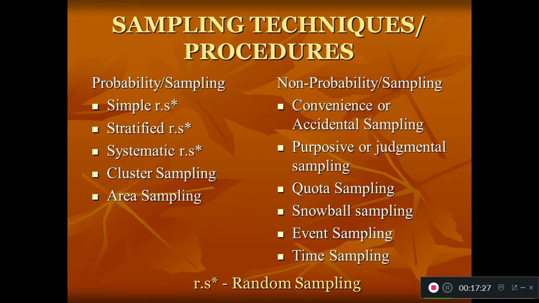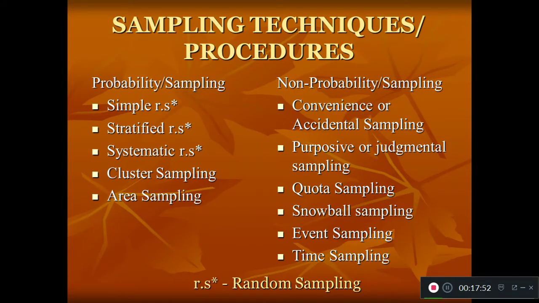Now let's see each thing in detail. Basically, there are 5 types of probability sampling. Simple random sampling method. Second one is the stratified random sampling technique. Third one is the systematic random sampling technique. Fourth one is the cluster sampling technique. Fifth one is the area sampling method.